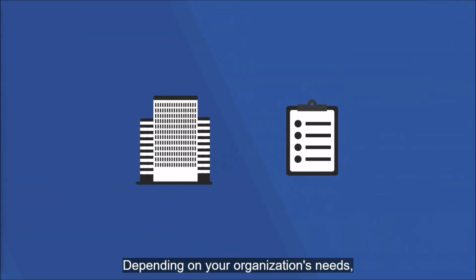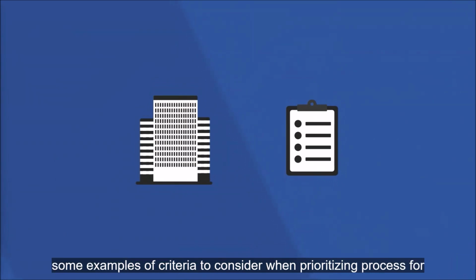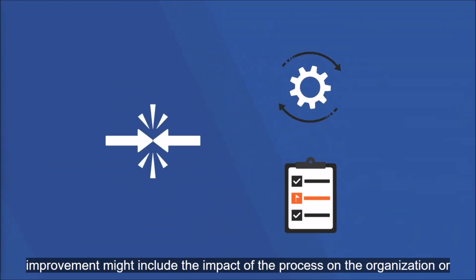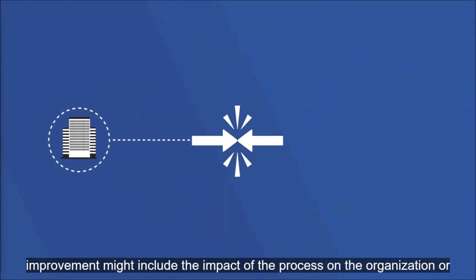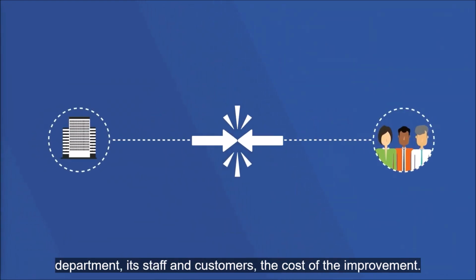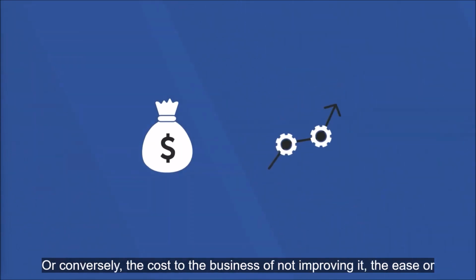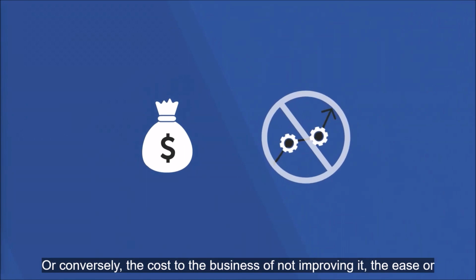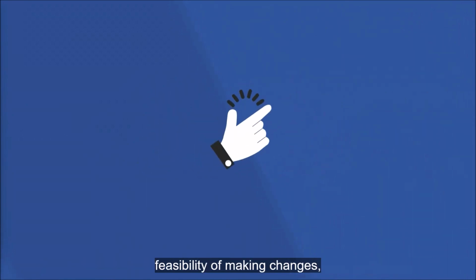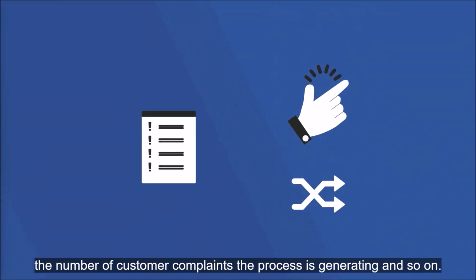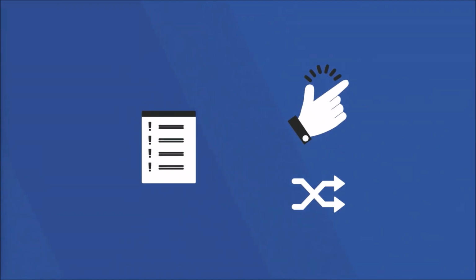Depending on your organization's needs, some examples of criteria to consider when prioritizing processes for improvement might include the impact of the process on the organization or department, its staff and customers, the cost of the improvement, or conversely, the cost to the business of not improving it, the ease or feasibility of making changes, the number of customer complaints the process is generating, and so on.